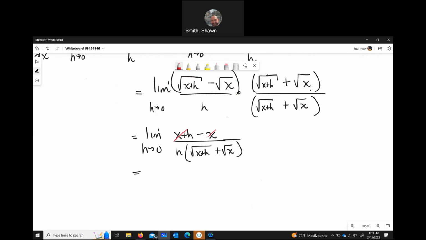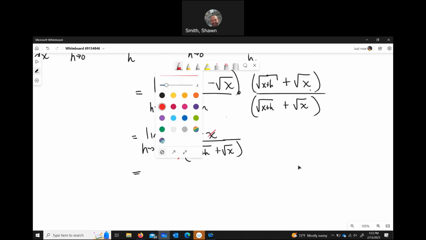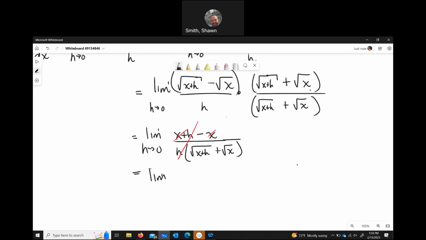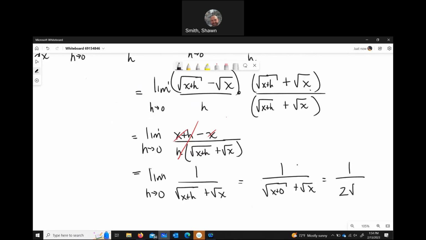Factor of h on the top cancels the factor of h on the bottom. So now we're looking at just the limit as h goes to 0 of 1 on the top, the square root of x plus h plus the square root of x on the bottom. Can we now put in h as 0? Yes. So we'll get a square root of x plus 0 plus a square root of x. How many square roots of x do you have in the bottom? 2. So 1 over 2 square root of x, you don't have to rationalize this.